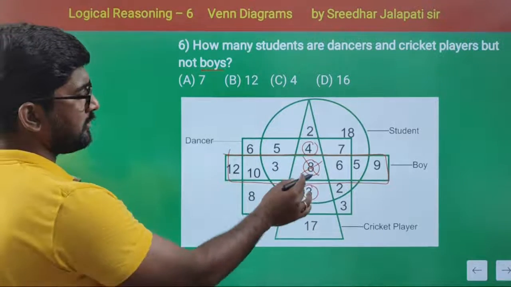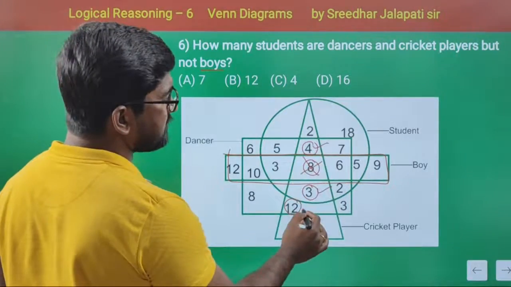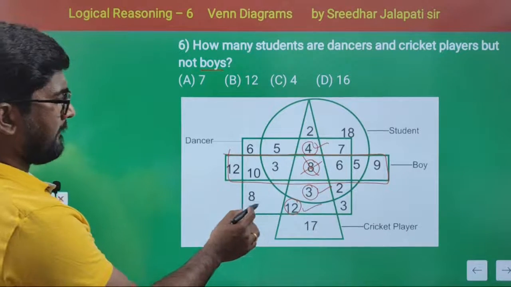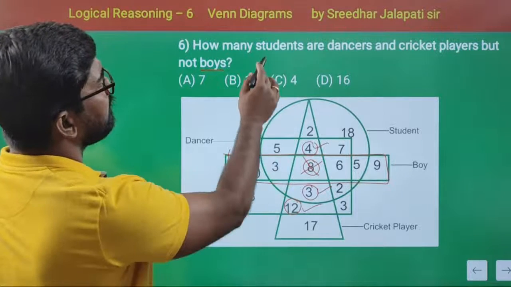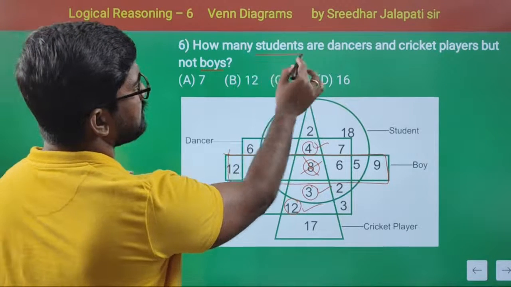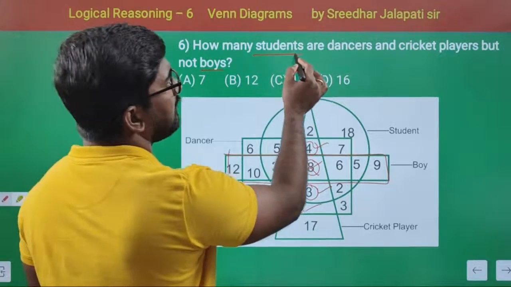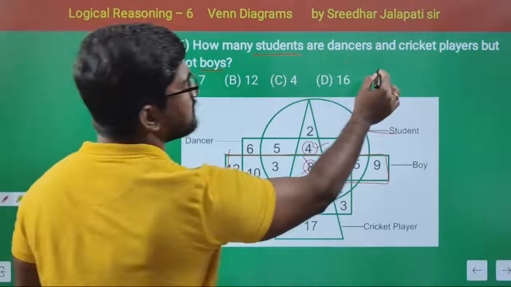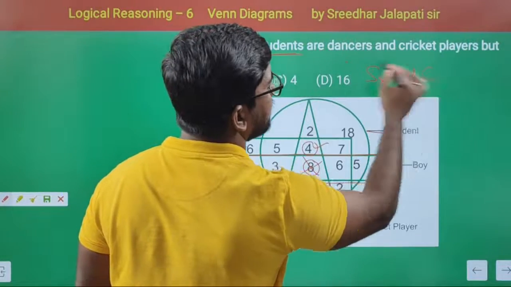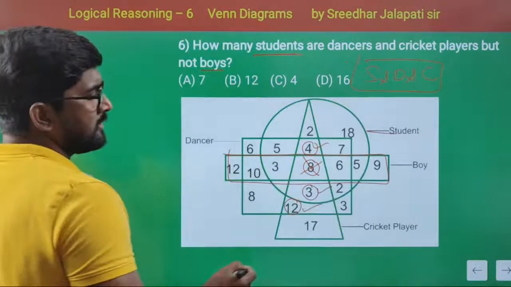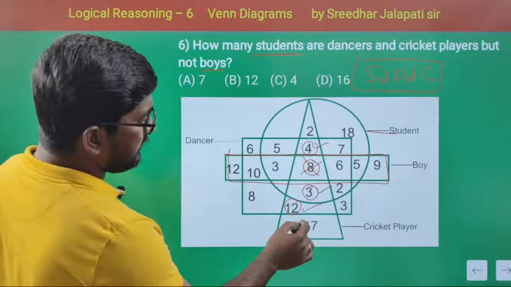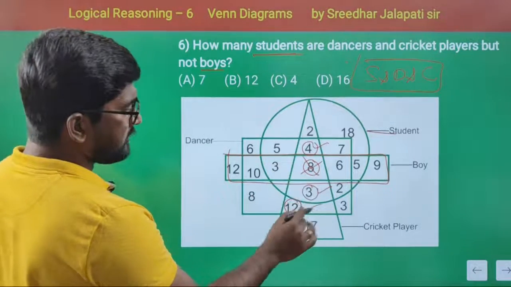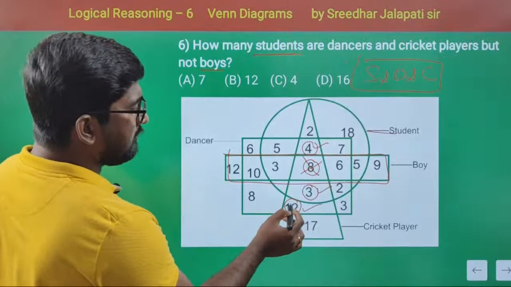So if I exclude that 8, remaining 4 plus 3 plus 12, which is, how many? We want students also. I forgot this. How many students? Dancers, cricketers. So we want students and dancers and cricketers, 3 things. Right? So in this, students, dancers and cricketers, but not boys. This 12.